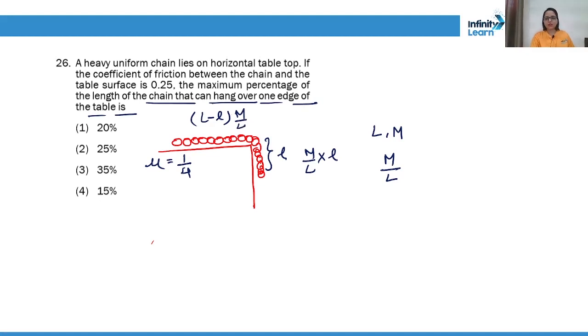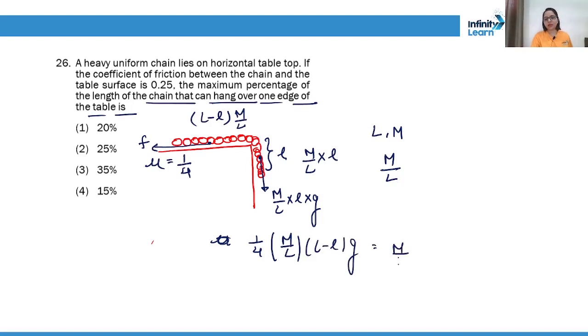Right? Now this gravitational force, M upon L into l into g, is responsible for pulling this chain in the downward direction, right? So if this gravitational force is balanced by the friction over this part, then this chain will be at equilibrium, right? So friction will be mu mg, so it is mu, which is 1 by 4, into M by L into (L minus l) into g, is equal to M by L into l into g, right? So M by L, g cancel each other. So we have L minus l is equal to 4l. So L is equal to 5l. So l will be L by 5, which is 20% of the total length.